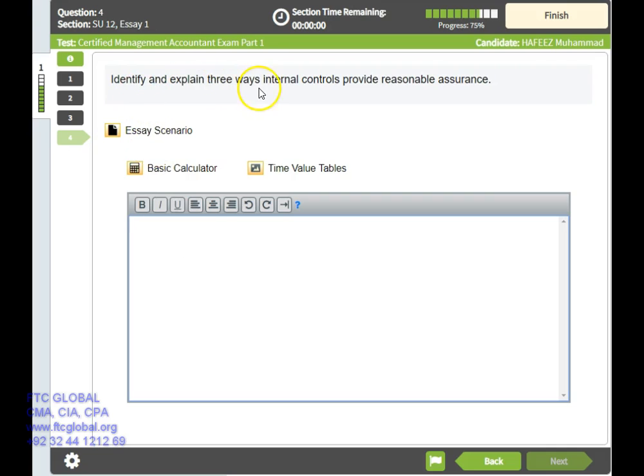The question says, identify and explain 3 ways internal controls provide reasonable assurance. So the response would be 3 ways internal controls are designed. Who designed? Management. Who implements? Management. Internal auditors only review, assess their adequacy and efficiency and effectiveness. Internal auditors do not design, they do not implement. Management's job is to design and implement system of internal control. 3 ways internal controls are designed to provide reasonable assurance are as follows.